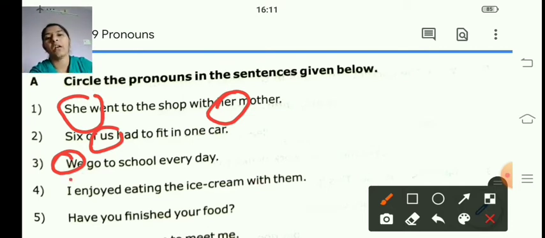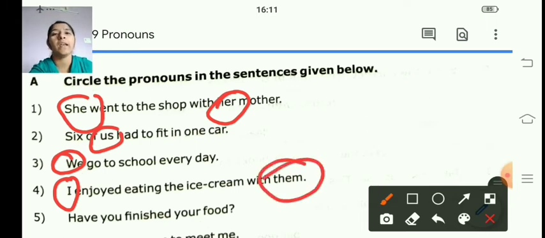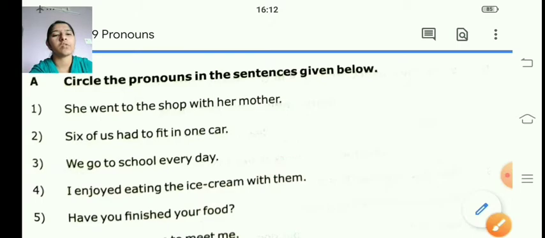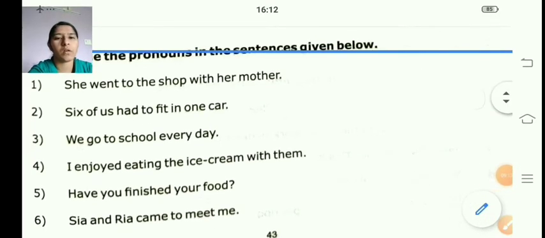So here we are talking about someone else. We are not specifying any name for them. So them. You're going to circle only them. Fifth one, have you finished your food? So it will be you, your. Right. Children? Good.